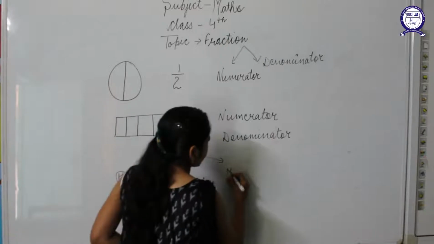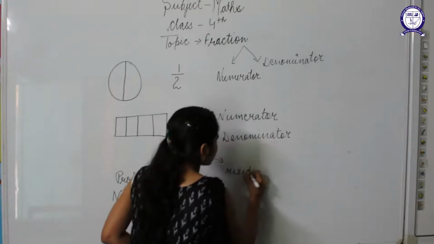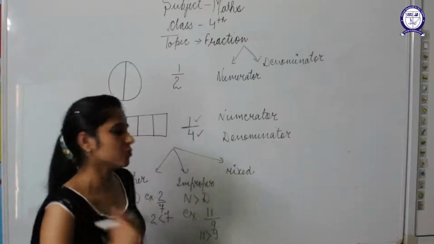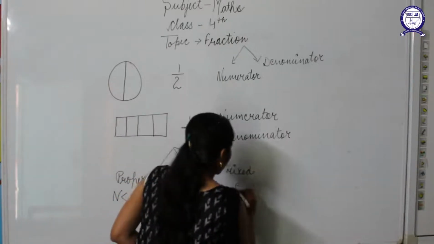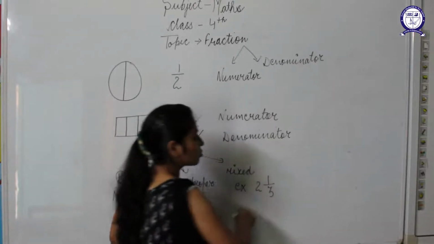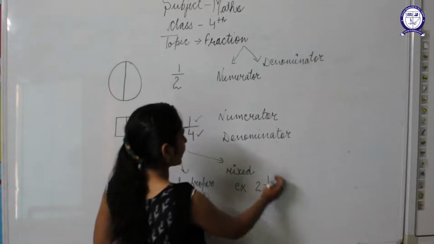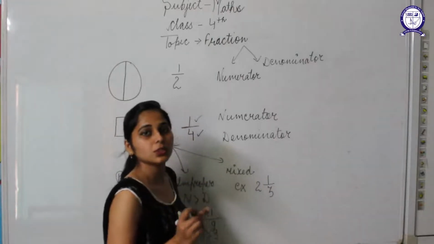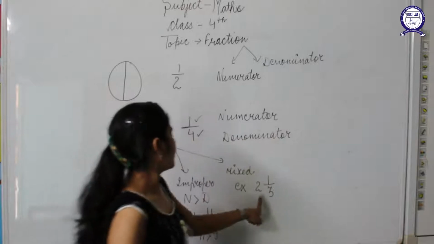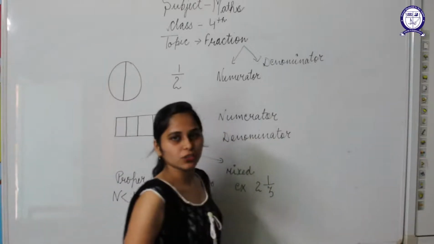Now students, mixed fraction. Mixed fraction is the fraction which is having the whole part also and a proper fraction with it. Now example, 2 1/3. This 2 is the whole part, students, and 1/3 is the proper fraction included with 2 whole parts. So now this will be read as 2 1/3.